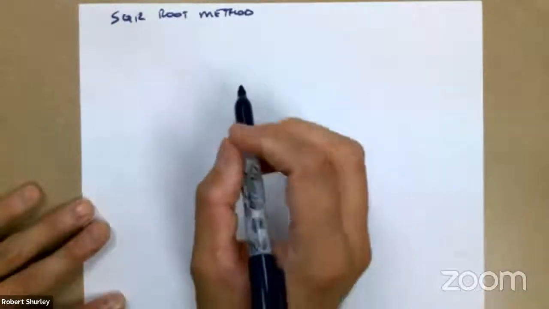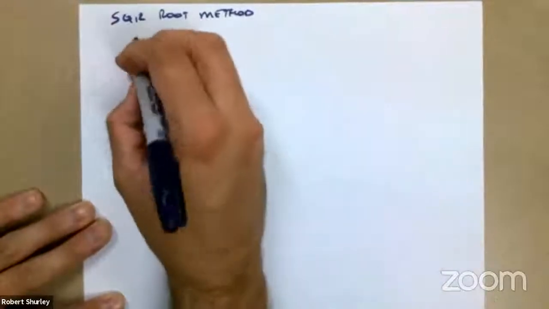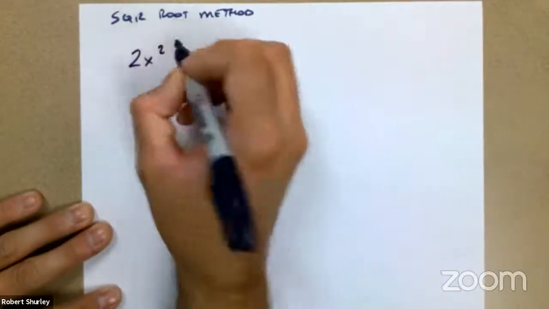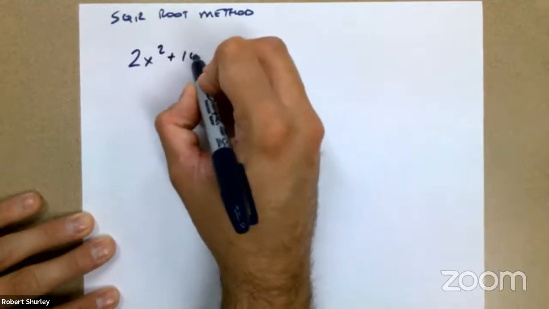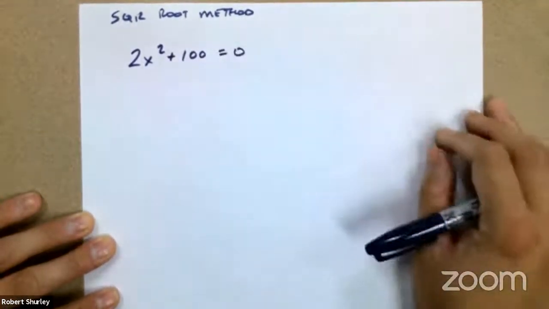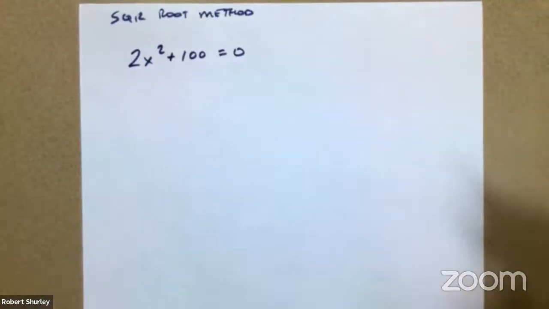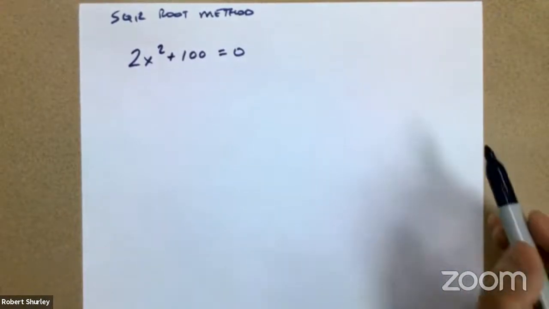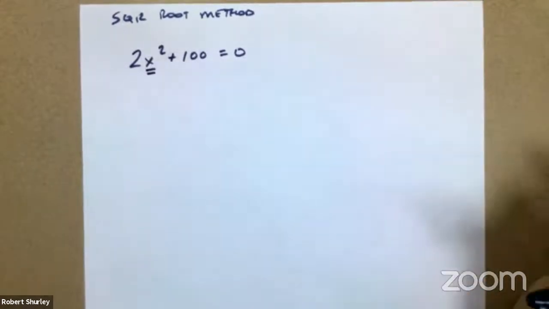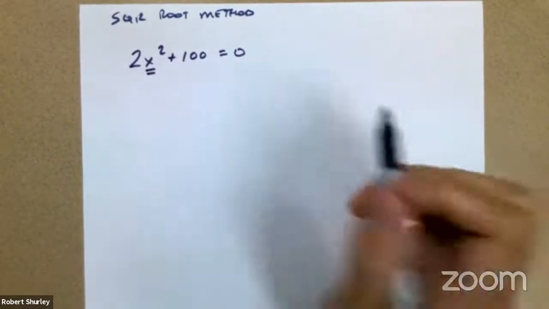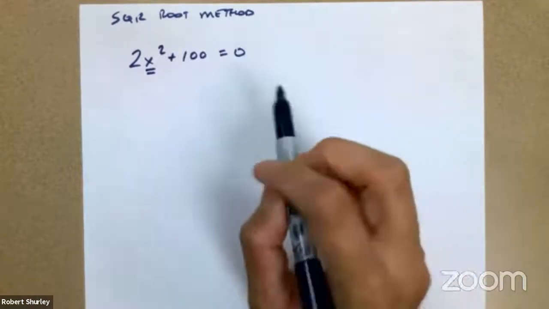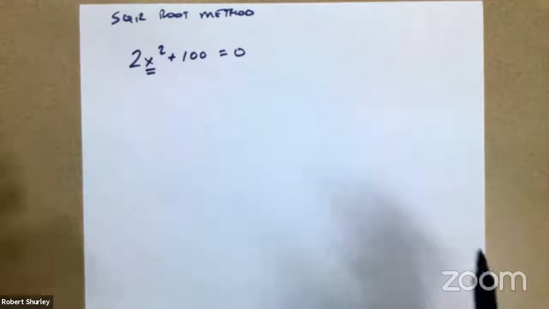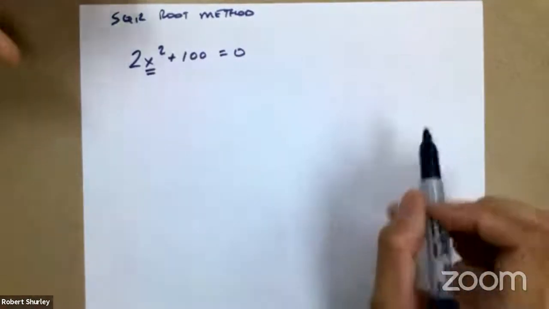So I'm going to show a really basic example of when we would use the square root method. Let's say we had 2x squared plus 100 equals 0. My brain would automatically go to the square root method on this one because I can see that I can isolate that x squared without another x on the other side. So if I can isolate whatever's being squared, then I want to use the square root method.